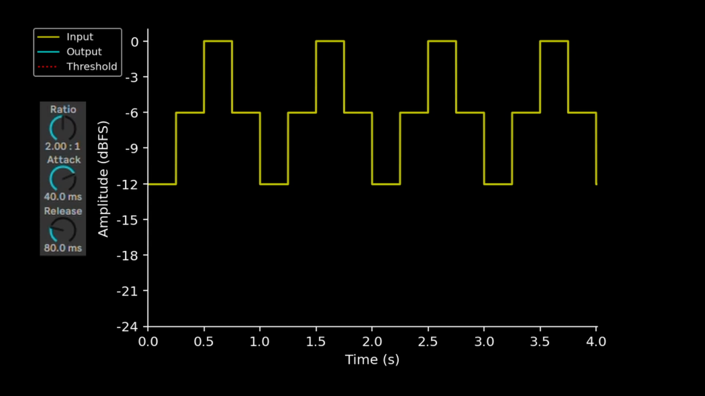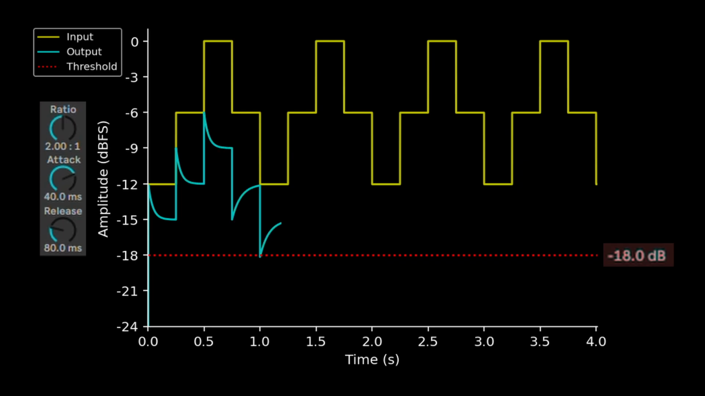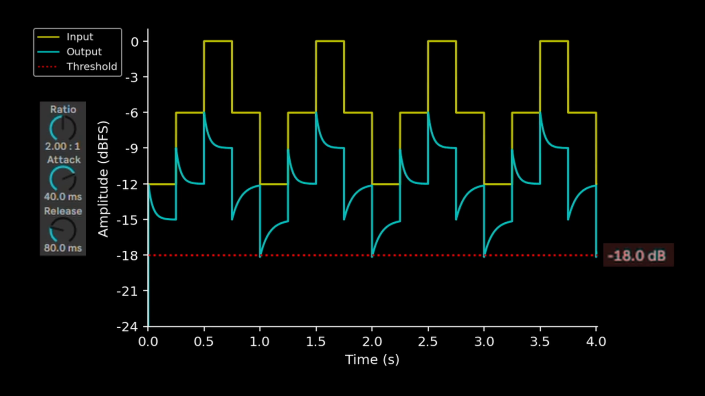Now suppose we have an input signal that goes between -12, -6, and 0 dB. Setting a threshold of -18 dB, where the entire input signal is above the threshold, we indeed see that attack is engaged whenever the signal increases in amplitude, thus requiring more gain reduction, and release is engaged whenever the signal decreases in amplitude, thus requiring less gain reduction.